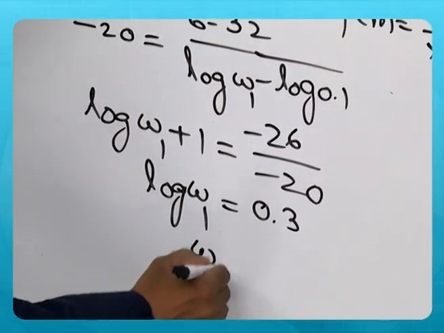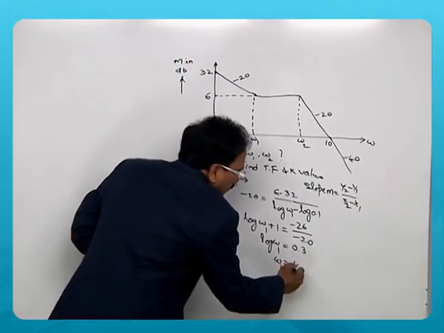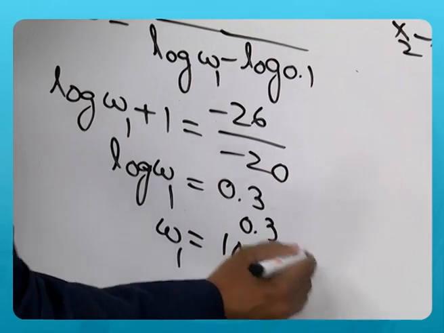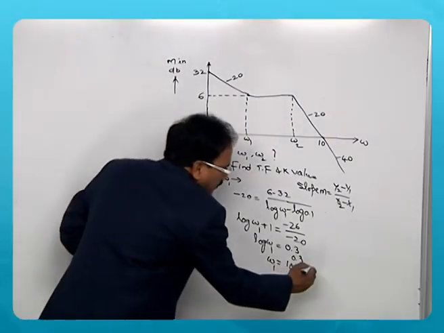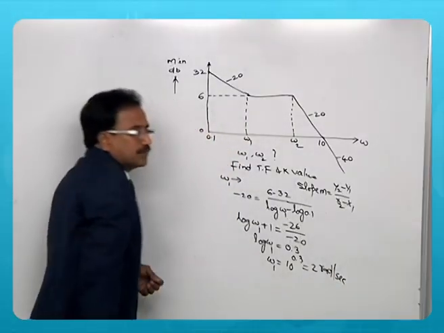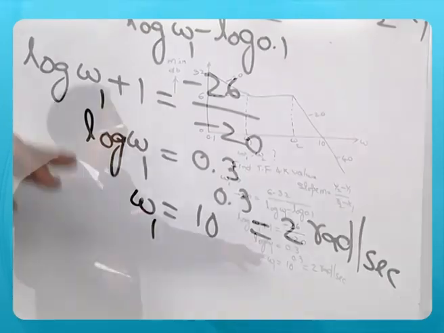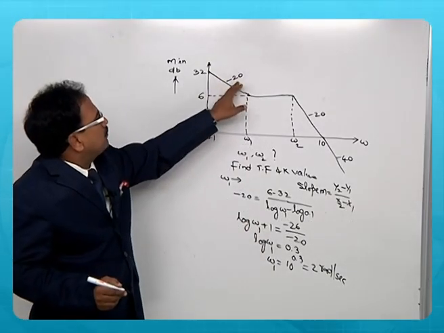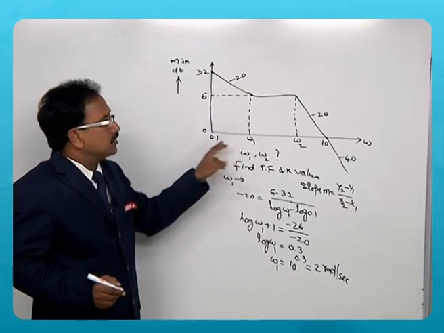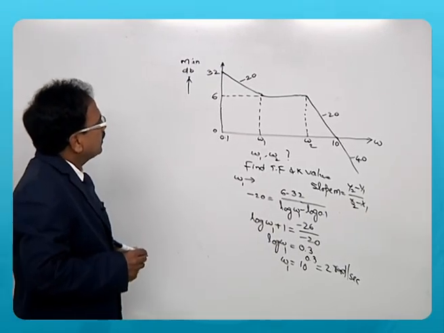Now omega 1 is the corner frequency, it is equal to 10 power 0.3, and the value is 2 radians per second. So the corner frequency omega 1 is determined from this data: the slope of the line, the y coordinates and the x coordinates. Omega 1 you got as 2 radians per second.